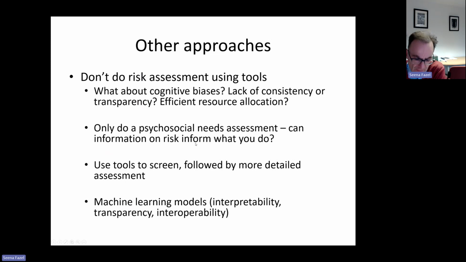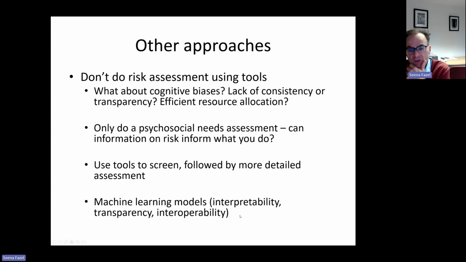Another approach, somewhat said in risk for suicide, is just do a needs assessment. Don't bother about risk, because we can't really do risk very well. Well, first of all, we've shown that you can do risk assessments well if you use these prediction models. And what you do about needs assessment will have to be informed by risk. If you see two people who self-harm, and one is from a much higher risk population than the other, what you do about that particular need, let's say alcohol misuse, will be determined by that risk, quite importantly, because there are only so many resources in the community to deal with alcohol misuse.